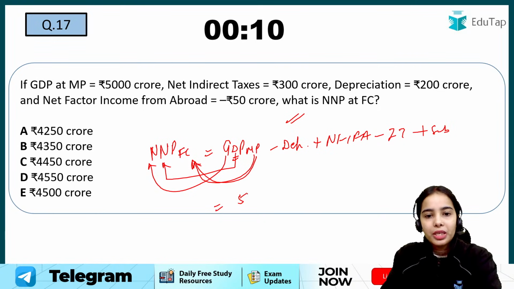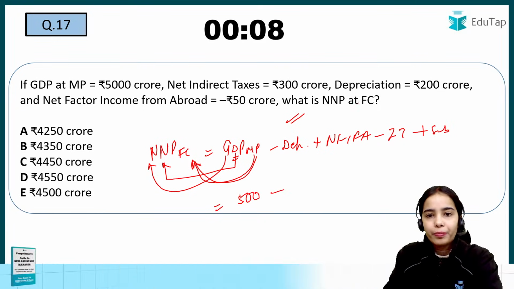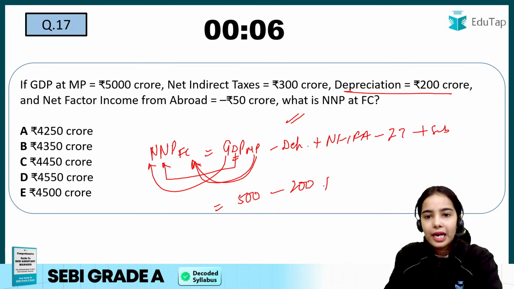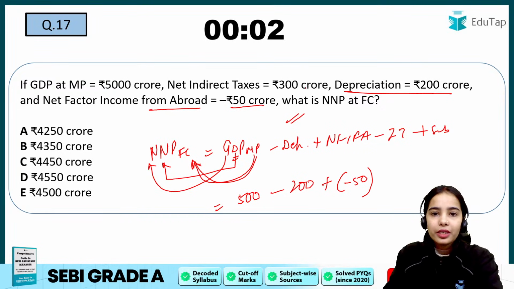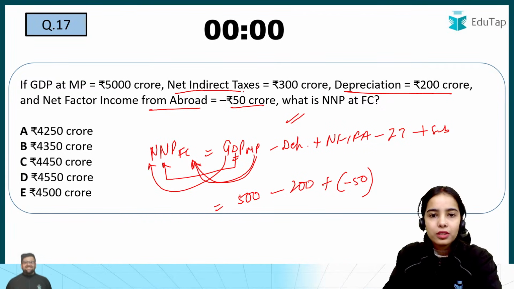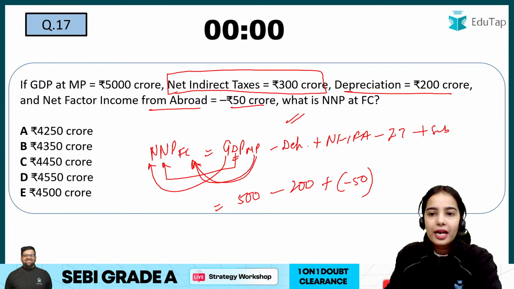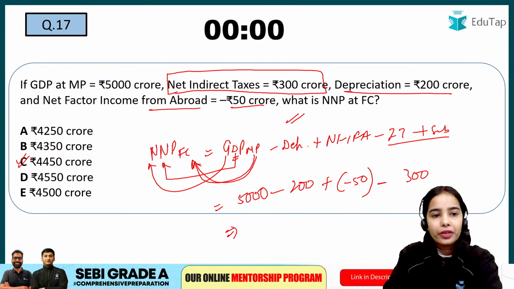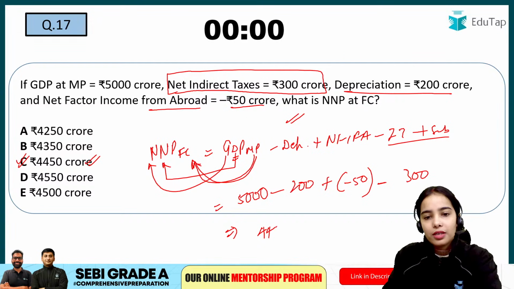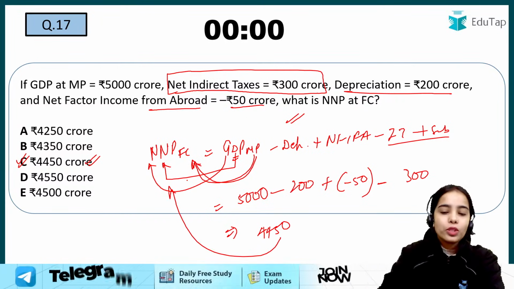So GDP at MP is 500. Deduct depreciation 200. Add the net factor income from abroad, that is negative 50. Deduct the indirect taxes and add the subsidies, that is, deduct the net indirect taxes of 300. So here the answer will be, yes, 4,450. This will be your answer. So NNP at FC is 4,450.